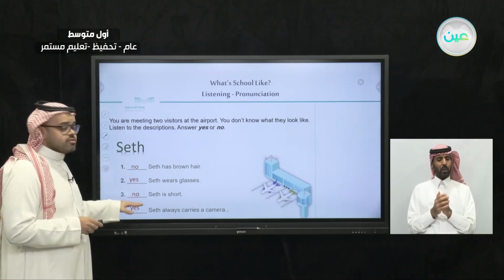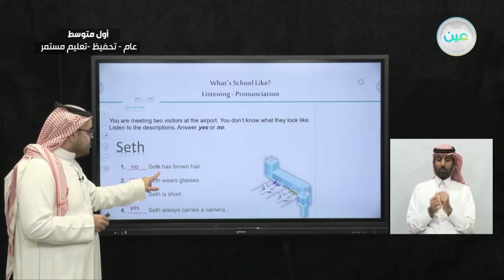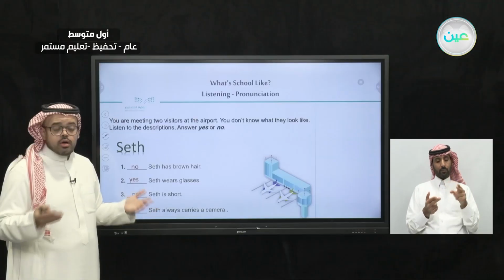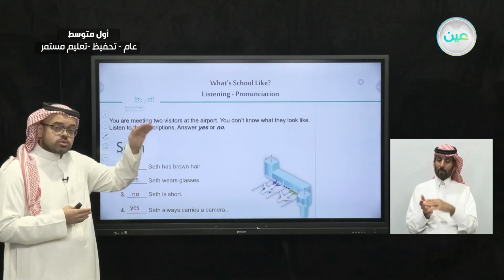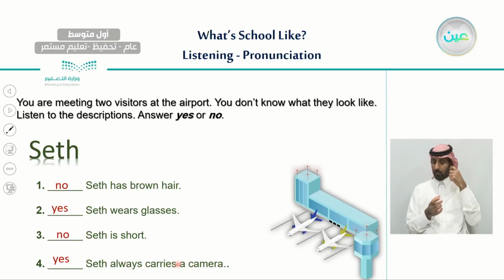So here we have answered the descriptions of Seth. We said that Seth has brown hair. We said no, he has a blonde hair. And number two, Seth wears glasses. Yes, he wears glasses. And number three, Seth is short. The answer, of course, is no, because he is medium height, not tall and not short. And number four, Seth always carries a camera. The answer is yes. He has a digital camera and he always likes to take photos. So these are the answers. Make sure that you check them properly.